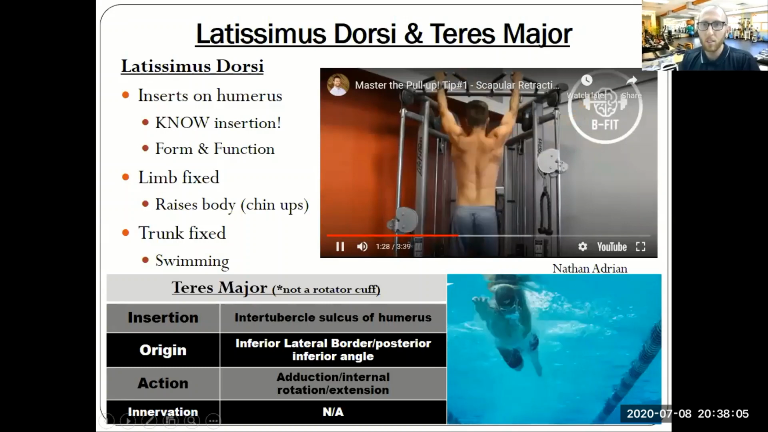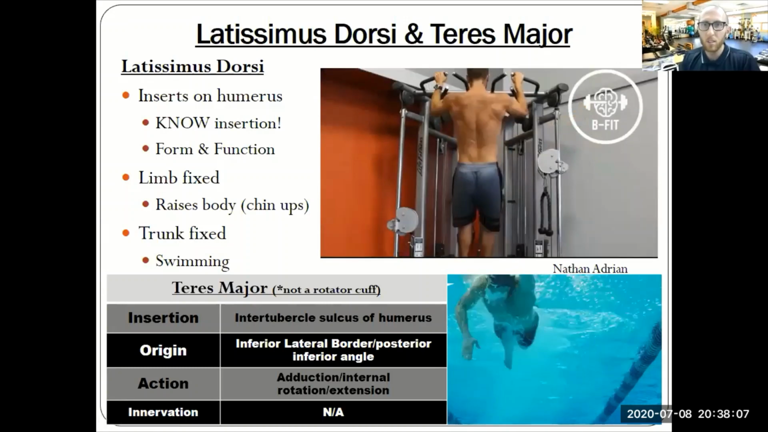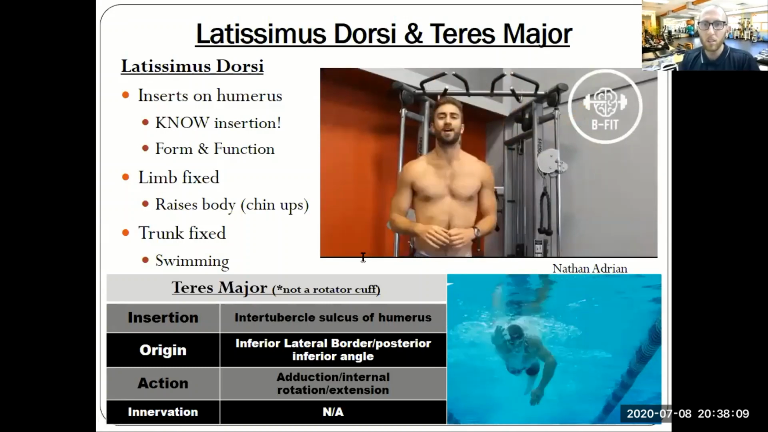These are muscles that are super important for shoulder health. When I've worked with physiotherapy before, I've seen a lot of people.